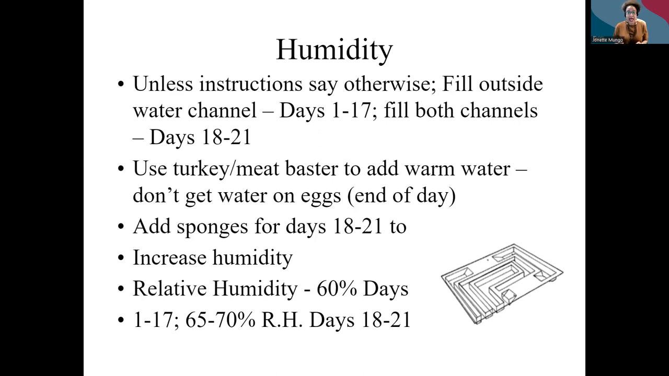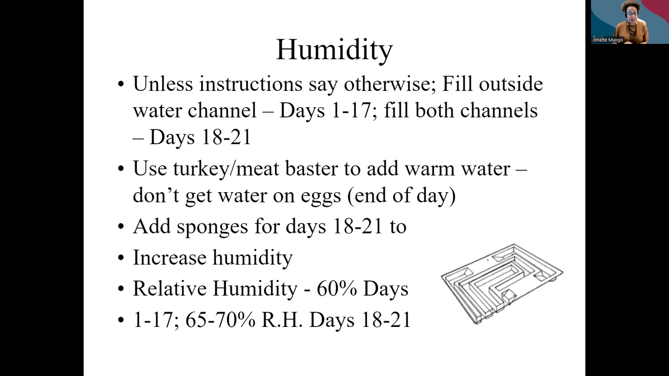Use a turkey baster, add warm water to the bottom tray. Warm water, don't add cold water in there, because that'll drop the temperature and change the environment of that egg. So you want to put that water directly onto the bottom of the tray without getting it on the egg. So a turkey baster, a meat baster will help you to do that. Or you could add really soaking wet sponges in there and set them in there to increase the humidity as well. Okay, so the relative humidity that you need for days 1 through 17 is 60%.